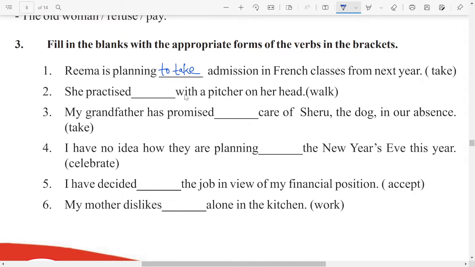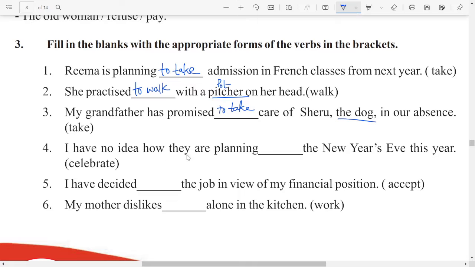Next one. She practiced dash with a picture on her head. She practiced what? She practiced to walk with a picture on her head. Picture in the sense of pot. Next one. My grandfather has promised to take care of Sheru, the dog, in our absence. Okay, Sheru is the dog's name. So the grandfather has promised to take care. Okay, so to must be used with take.